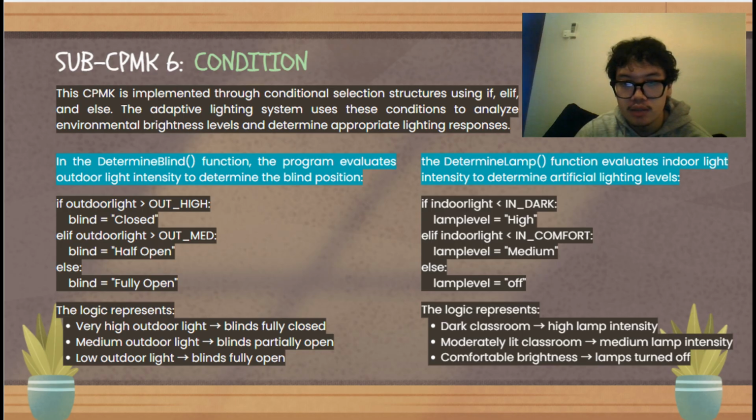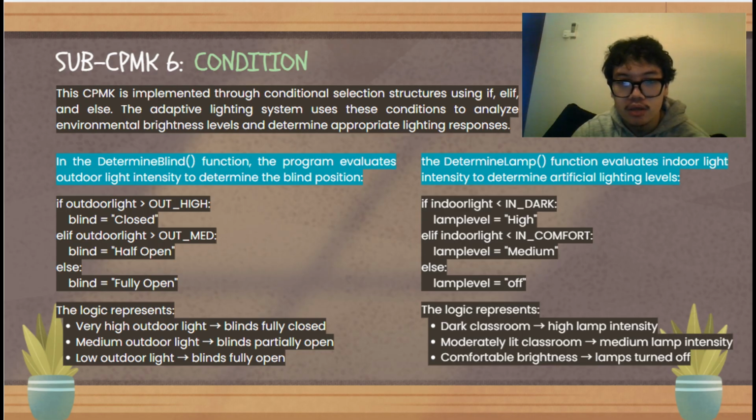If indoor light is less than in_dark, then the lamp level is set to the variable high. Also, if indoor light is less than in_comfort, the lamp level is assigned to the variable medium. Also, if those previous conditions are not met, then the lamp level could be turned off. And there's a missing part here at the end, which is the return.